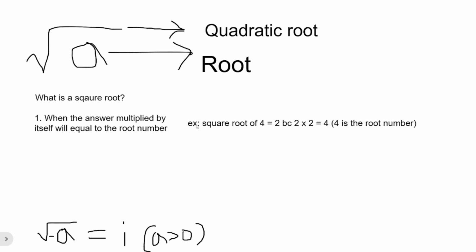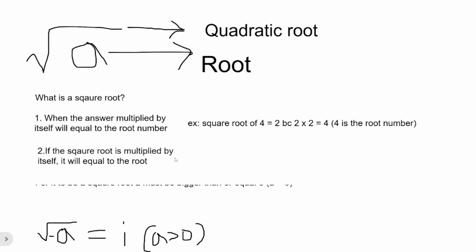An example is the square root of 4. Here, if this is 4, then the answer is going to be 2, because 2 times 2 equals 4, and 4 is the square number, or the root number. And 2 is the square root, which when multiplied by itself will equal the root.